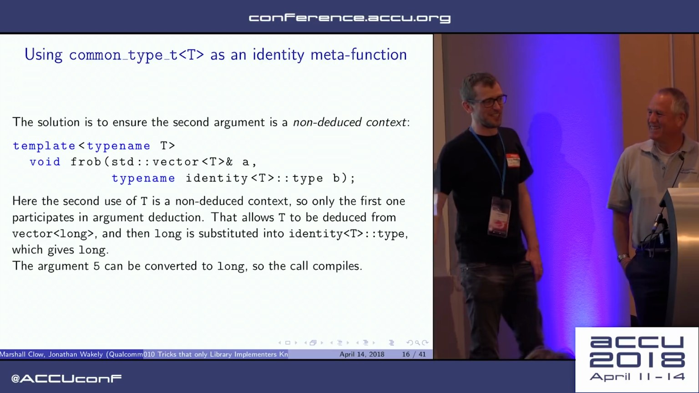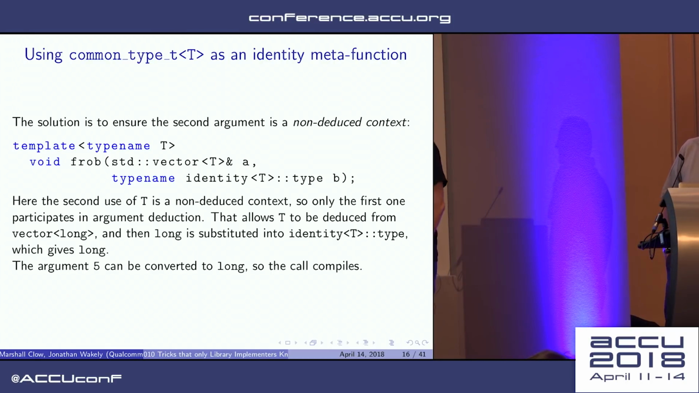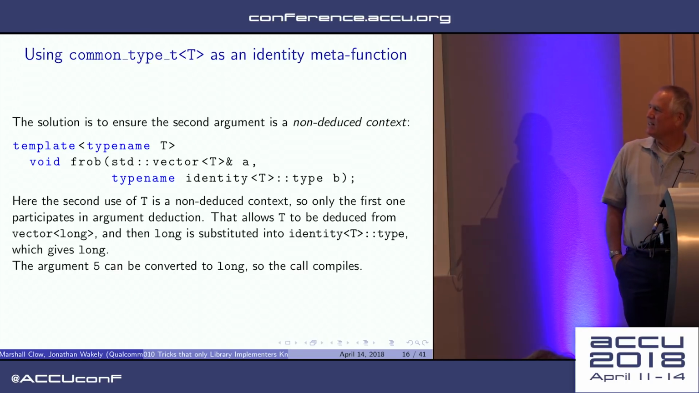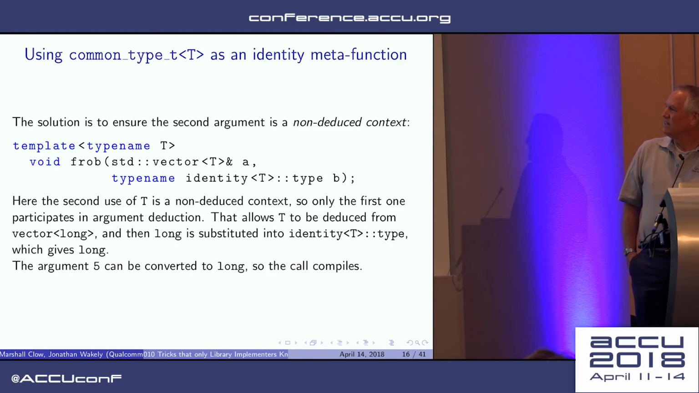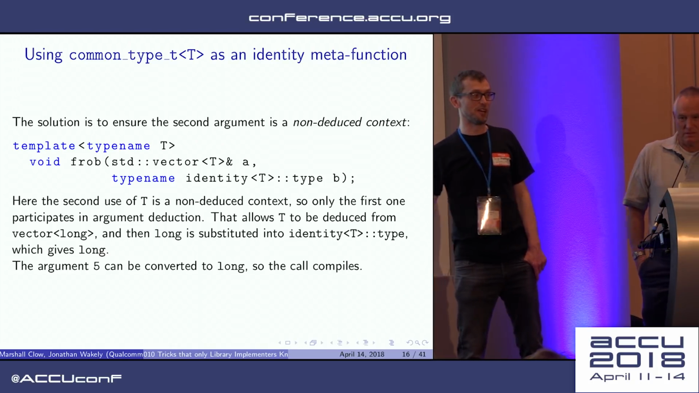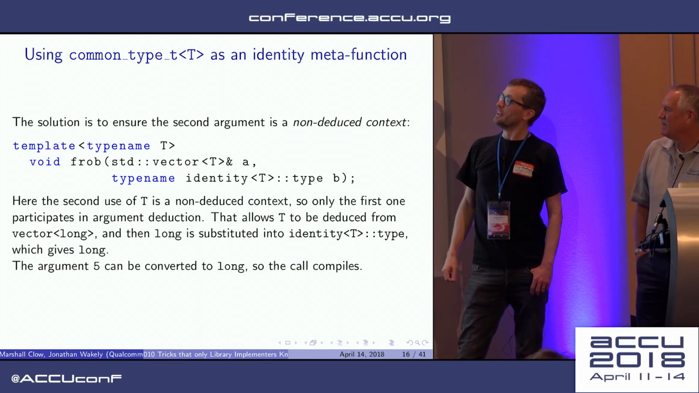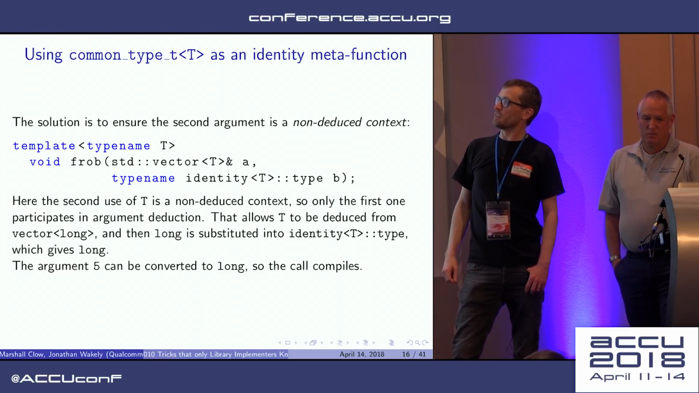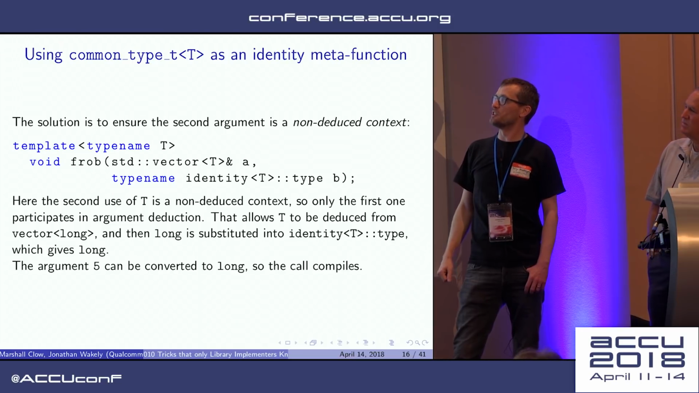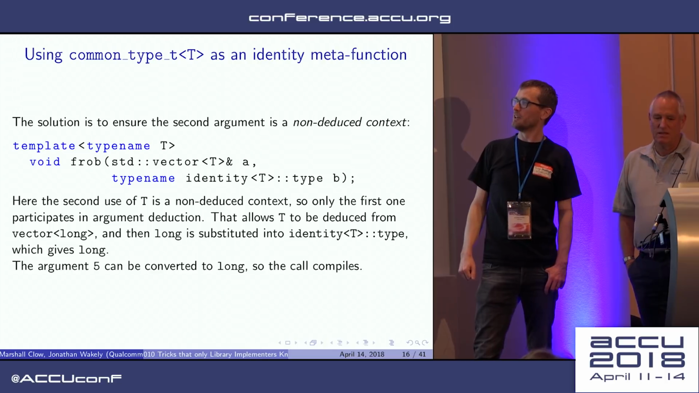Yeah. So this literally says, don't do anything with this. I just want you to stop trying to deduce the type from here. So now it will deduce only from this. We get long. Substitute long into here. Use our identity thing. Get long back again. And in the call where we passed an int, that int 5 will happily convert to long now that it's stopped trying to deduce it as an int. So create a non-deduced context intentionally to remove certain arguments from participating in argument deduction.